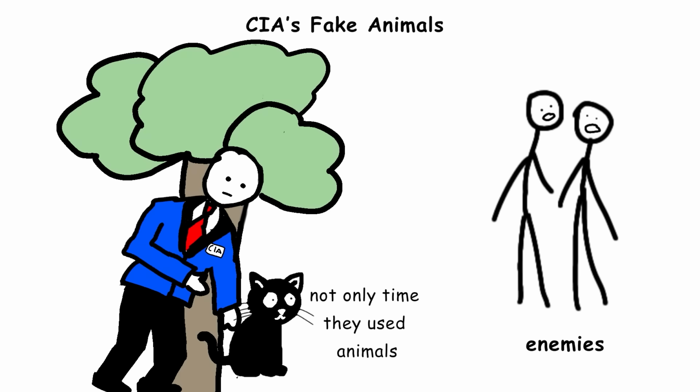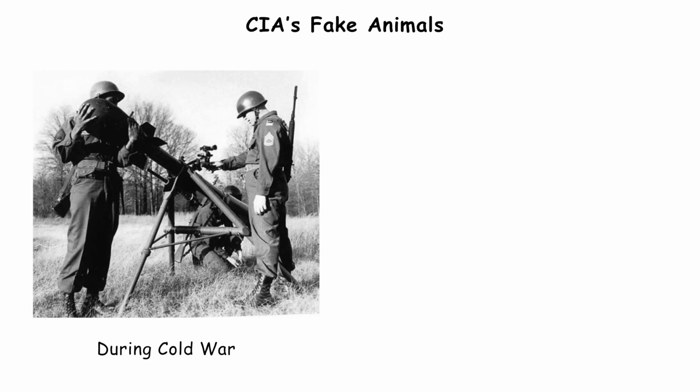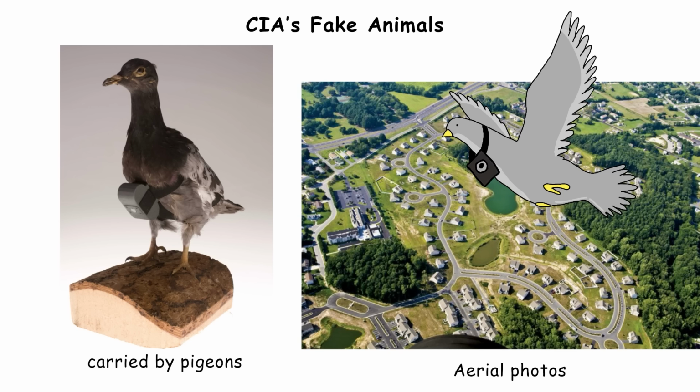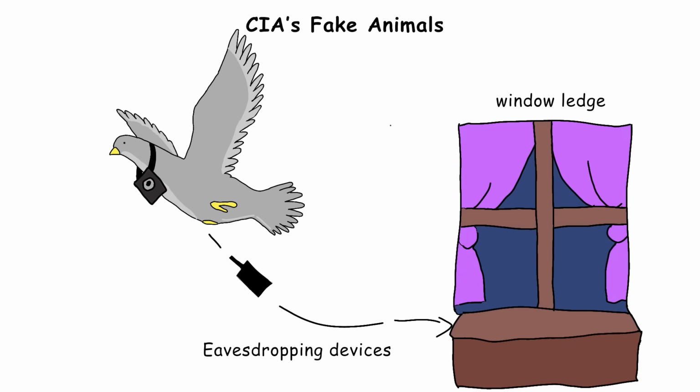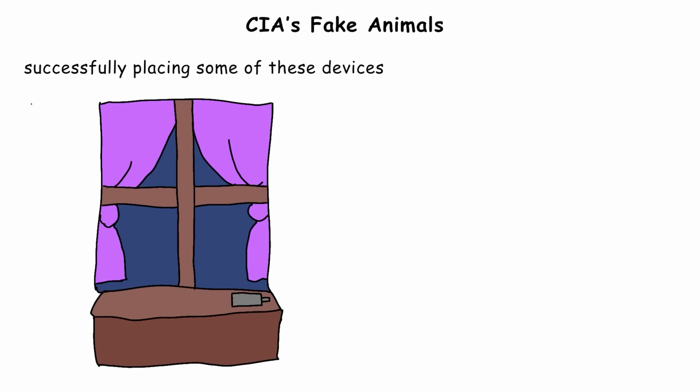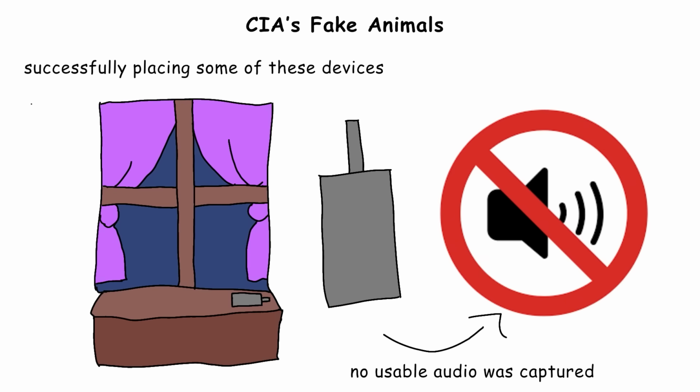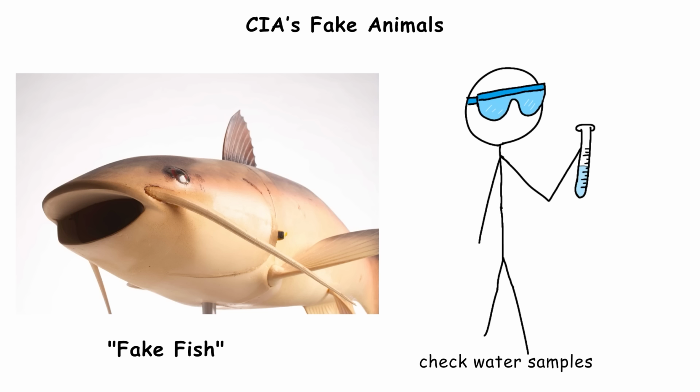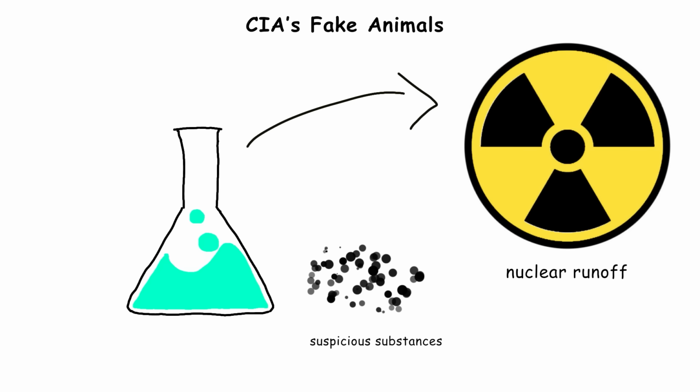These weren't the only times they used animals or crafted fake animals to spy on their enemies. During the Cold War, they developed a camera so light that it could be carried by pigeons in order to take aerial photos, and they even trained some of these pigeons to drop eavesdropping devices onto window ledges. However, despite successfully placing some of these devices, no usable audio was captured from them. They even used fake fish to secretly check water samples for the presence of nuclear runoff or other suspicious substances.